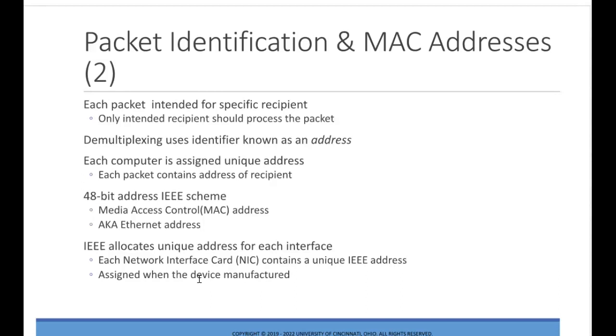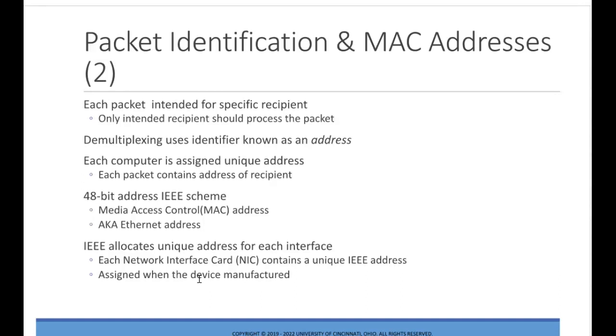Demultiplexing, which means to separate, uses an identifier known as an address. Each device is assigned a unique address, and each packet contains the address of the intended recipient. In the IEEE addressing scheme, each address consists of 48 bits called a Media Access Control address, or simply a MAC address. Networking professionals often use the term Ethernet address, but this address also is referred to as the network interface card address, hardware address, physical address, or even burnt-in address.